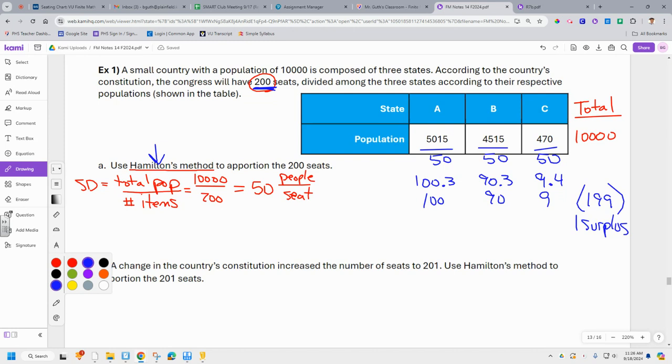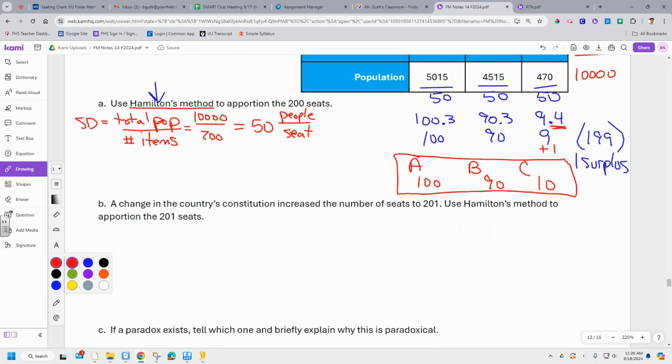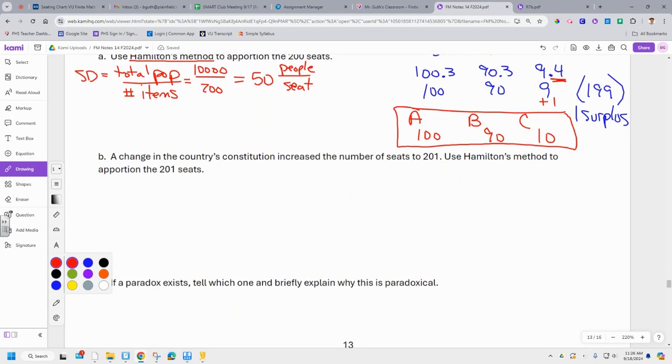You give out that surplus item to the highest decimal number. That would be this 0.4. So we're going to give out that 1 surplus. And that means Hamilton's apportionment says A has 100, and B has 90, and C has 10. There's your 200 items. That's Hamilton's apportionment. Part B says a change in the country's constitution increased the number of seats to 201. Use Hamilton's method to apportion the 201 seats.